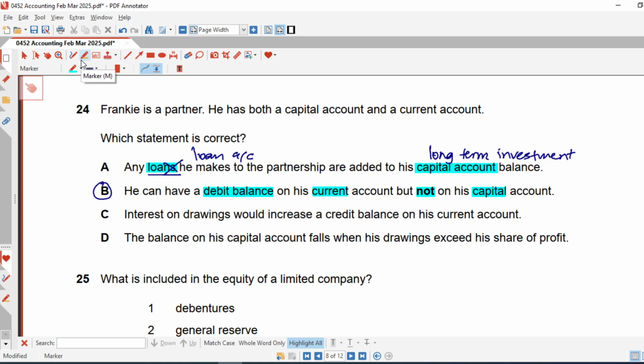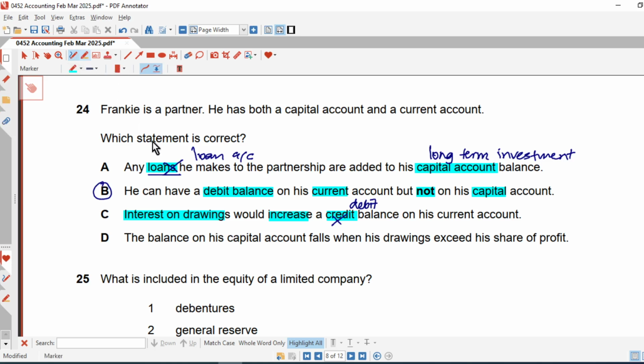Interest on drawings would increase a credit balance on his current account. So credit balance is where you record the share of profits, right? Interest on drawings is not a share of profit. This is actually a reduction to the current account. So it increases the debit balance, right? Interest on drawings is owed by the partner to the partnership.